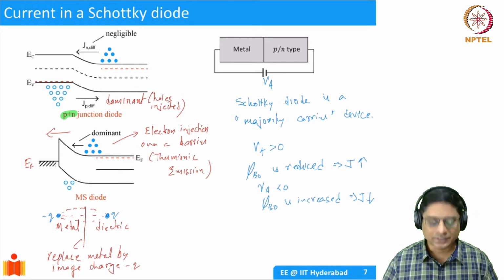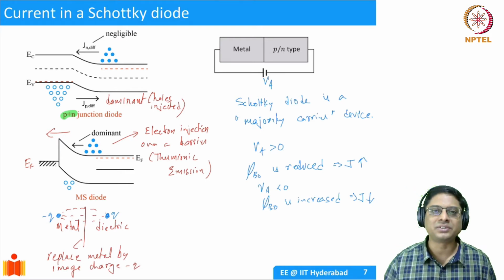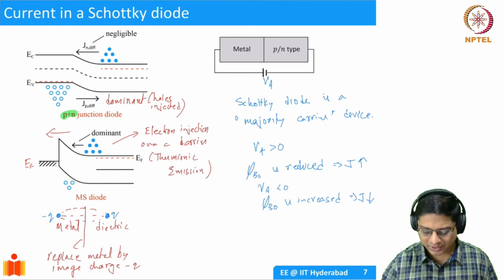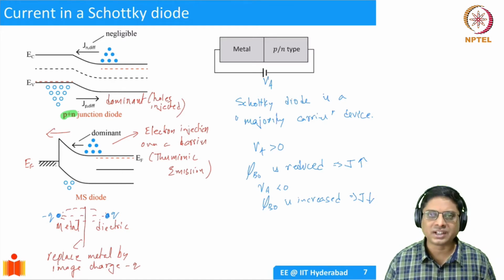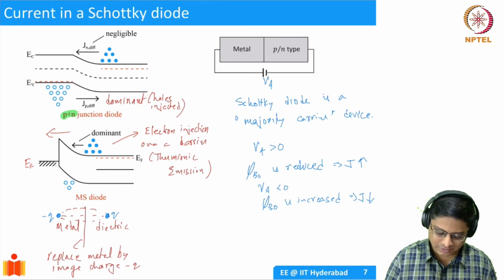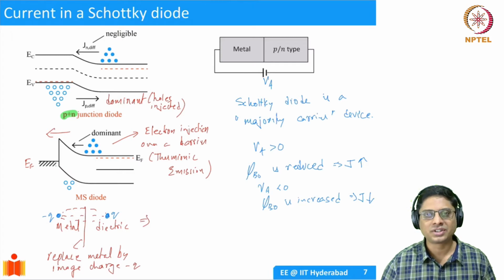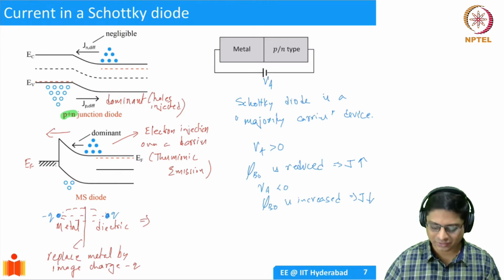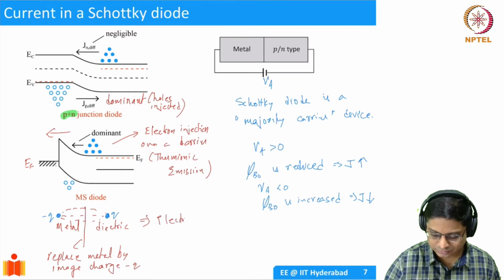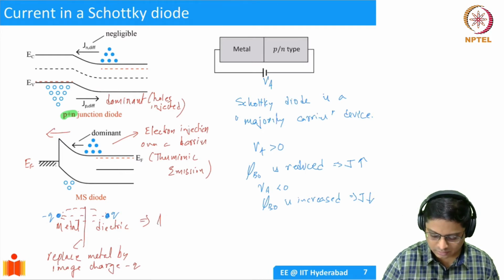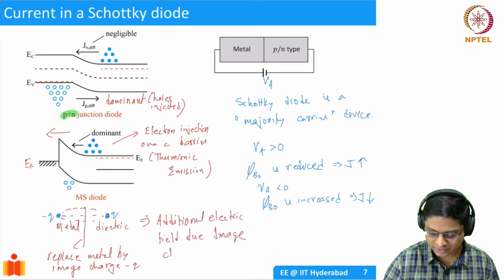What is important is that if you have just a plus Q and a minus Q, you know how the electric fields will be. And of course, there's a boundary condition that we have to satisfy. The consequence of that is that there is going to be an electric field due to the image forces. That is the conclusion I want you to draw from here. Because of the presence of a metal, the charge experiences an additional electric field due to the image charge effect.